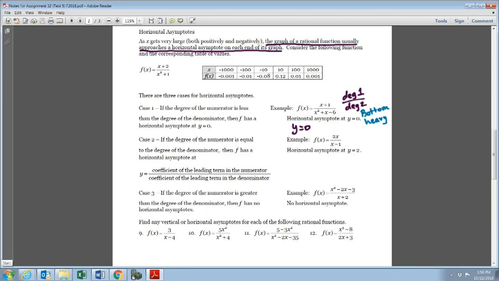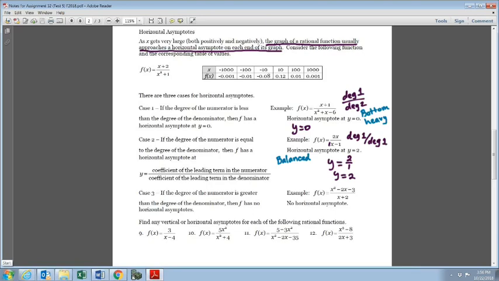So notice the degree of the numerator is 1 because it's x to the first, and the same thing in the denominator. And so this is the case that we call balanced. In this case, we're going to use y equals, and now look at the coefficients of the leading terms, 2x and 1x, or just x. We're going to write that ratio 2 over 1, which is going to be y equals 2. So you just take the coefficients, or the numbers in front of the leading terms.